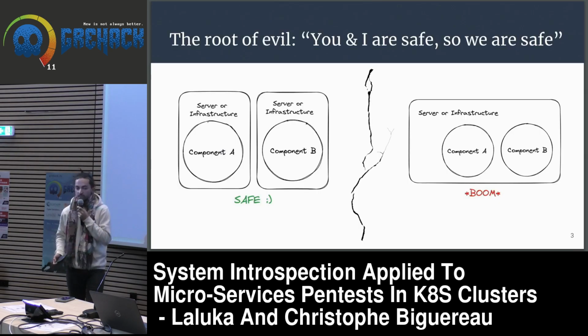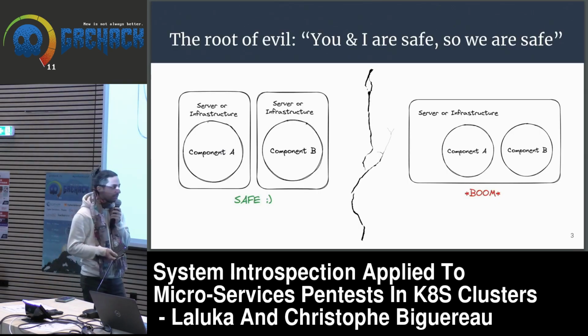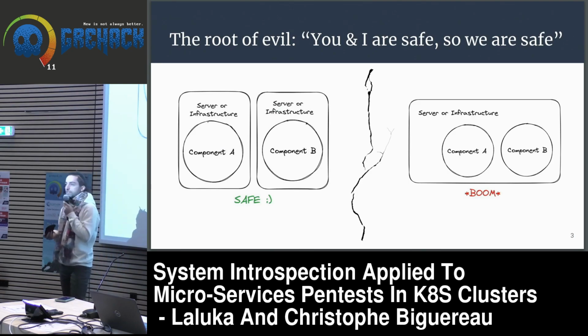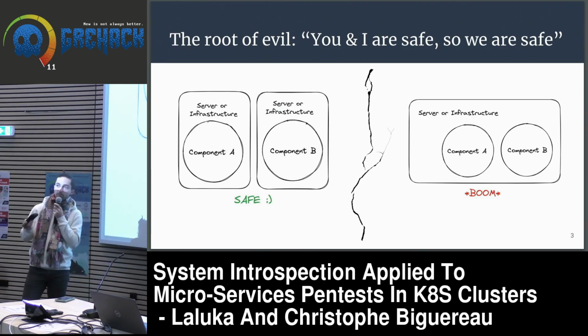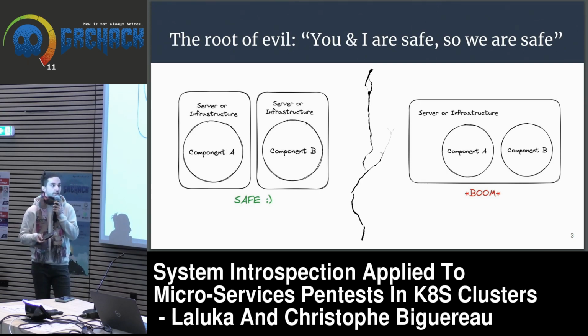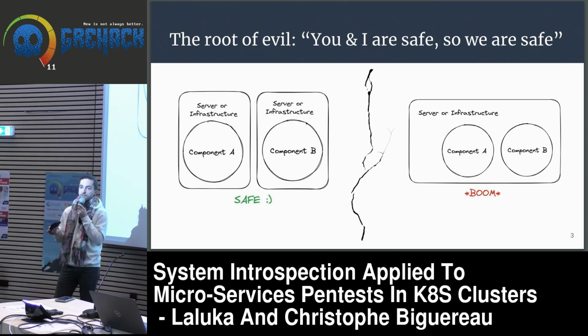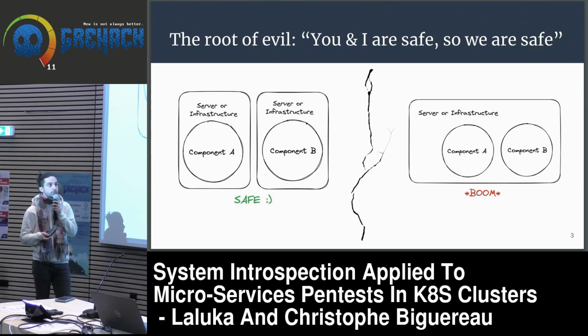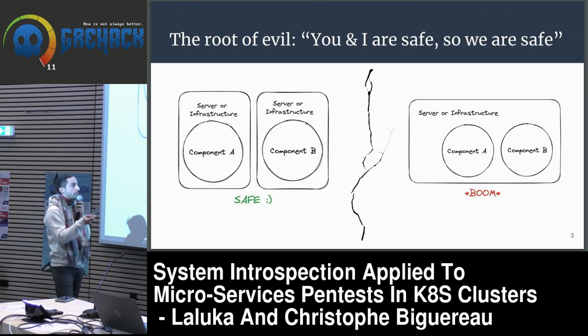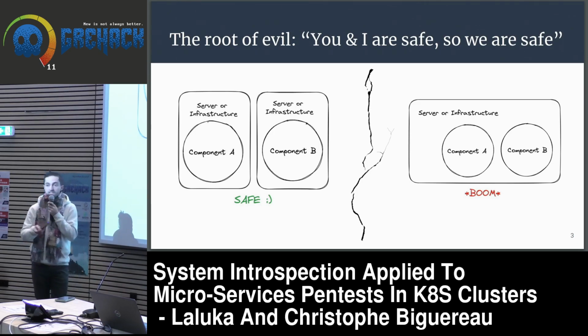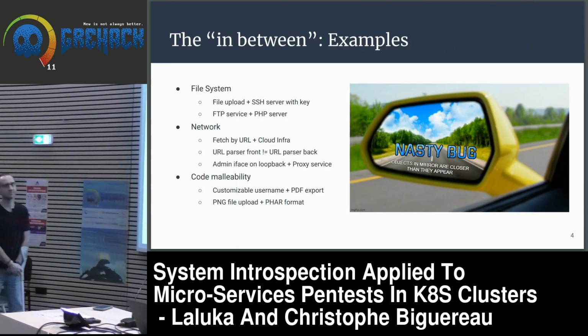So first, what is the in-between world? What we call the in-between world is when you have that kind of situation when one system is safe by itself, be it on the network side or on the file system side, but when two safe components are brought on the same machine or same infrastructure, then things start to get wild. So really try to remember this kind of schema, and the fact that two things might be safe by themselves, but when brought together, completely go wrong.